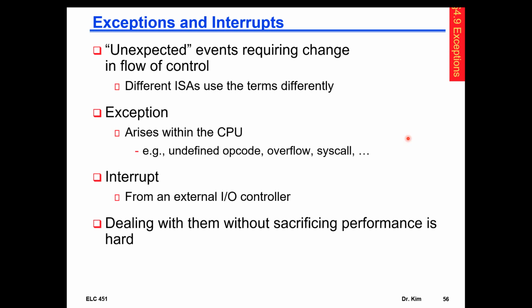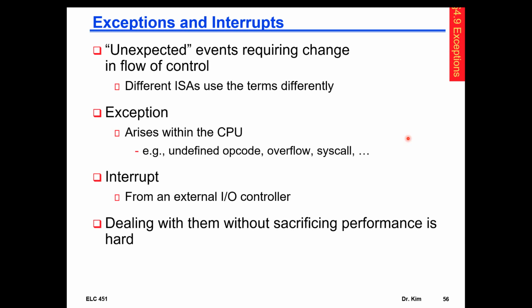So these unexpected events that require the vectoring to a service routine are really the hardest of all, although they are part of the control type of hazard, but it's not really a branch type of hazard. It is an exception or an interrupt hazard.